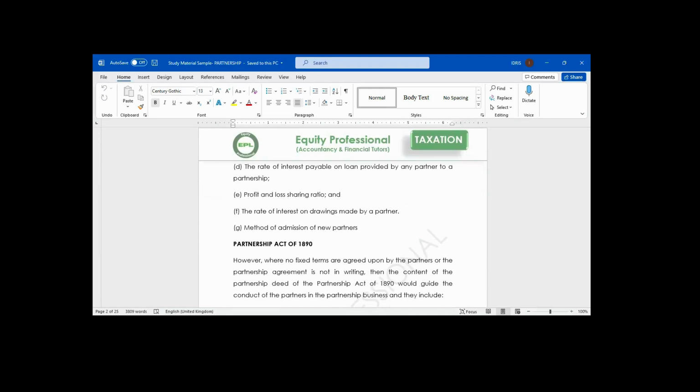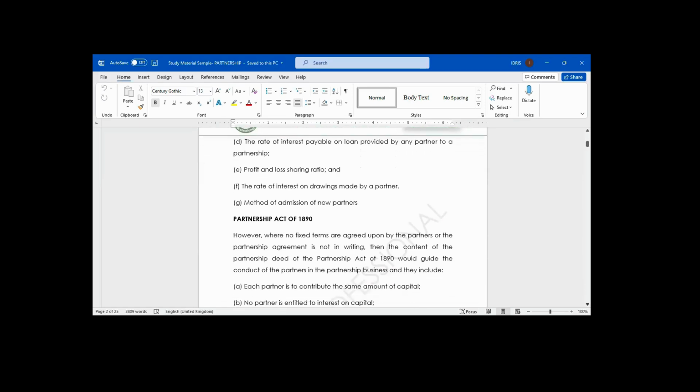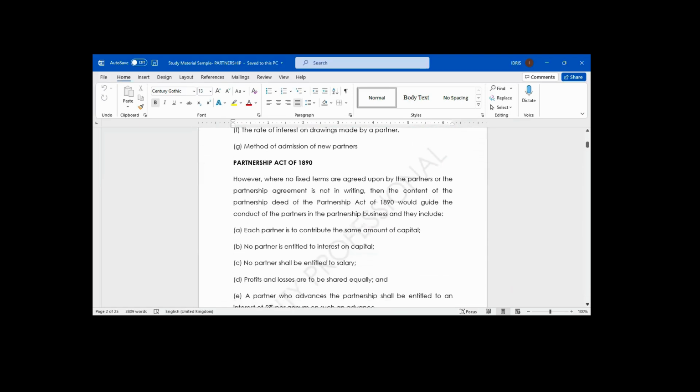What is the Partnership Act of 1890 saying? The Partnership Act of 1890 is saying that the amount of capital to be contributed by the partners must be equal. That means each partner is to contribute the same amount of capital. That is one of the contents of the Partnership Act of 1890.